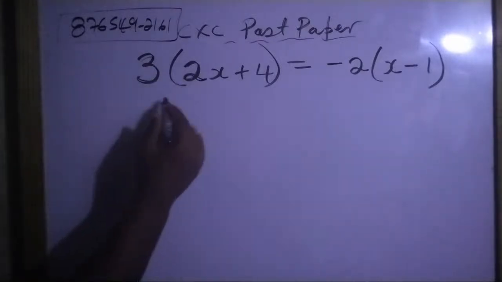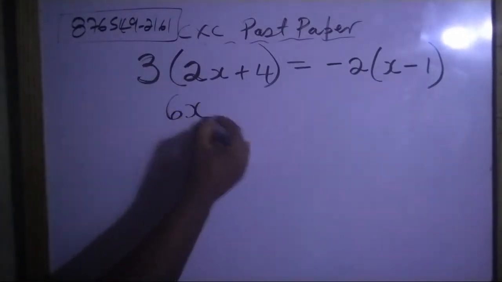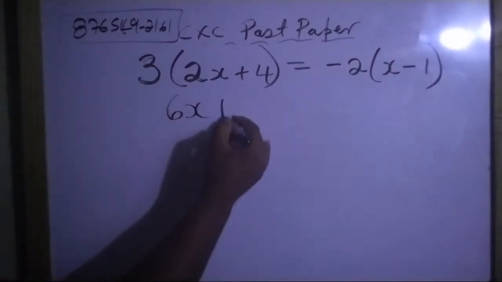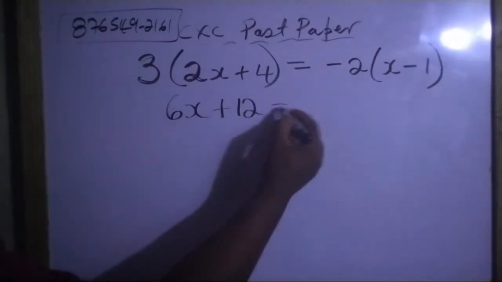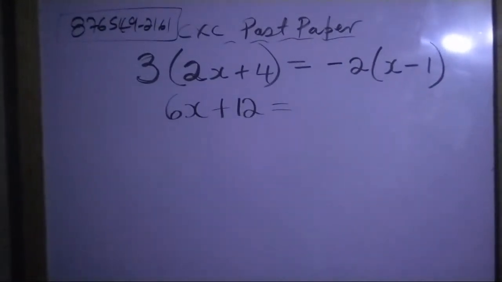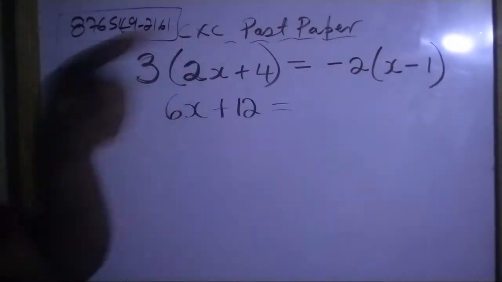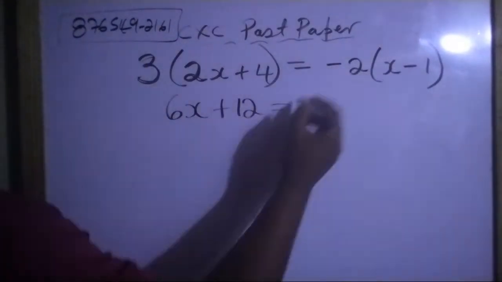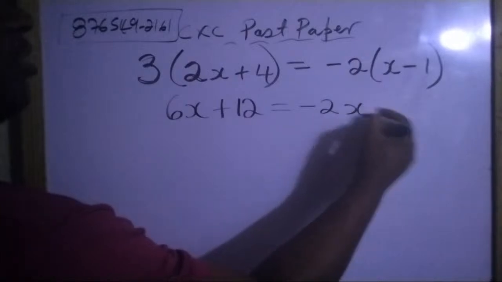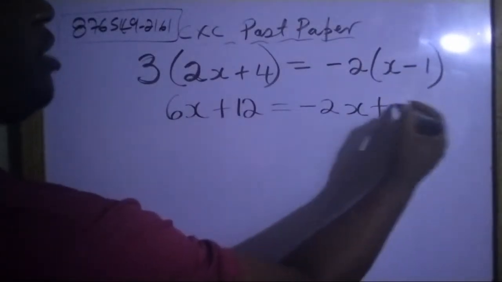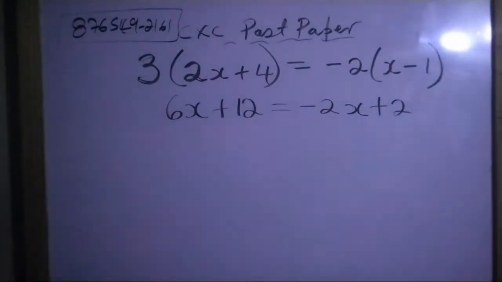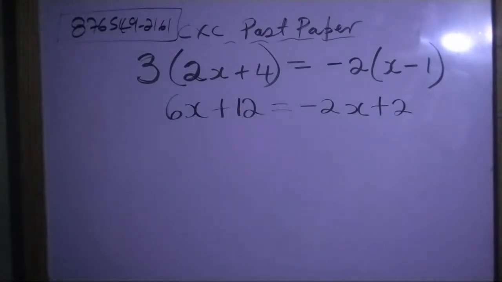So 3 times 2, that's 6x. Follow me closely. 3 times 4, positive 12, a positive times a positive. Now we're going to use negative to multiply, so be careful with that. Negative 2 times x, that's negative 2x. Negative times a negative, positive 2. So guys, please ensure you look closely at those.